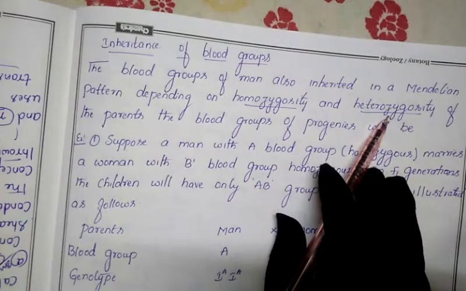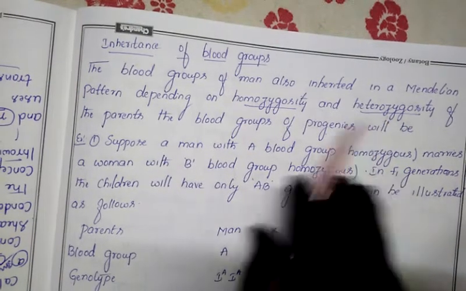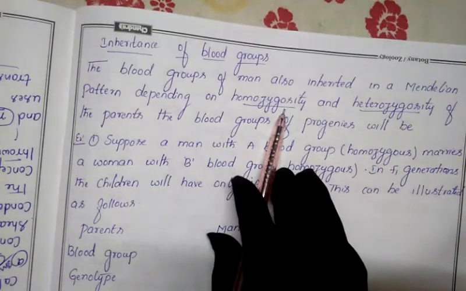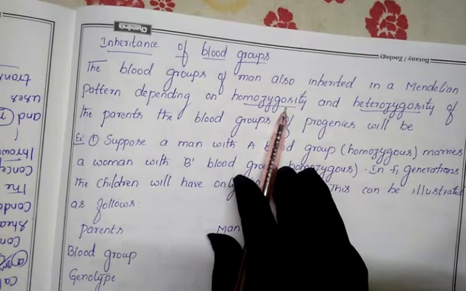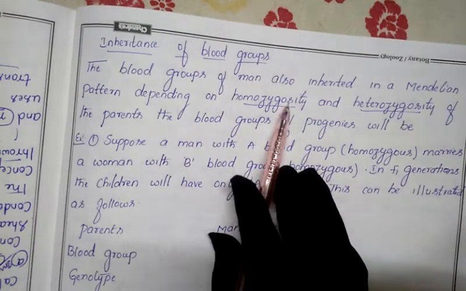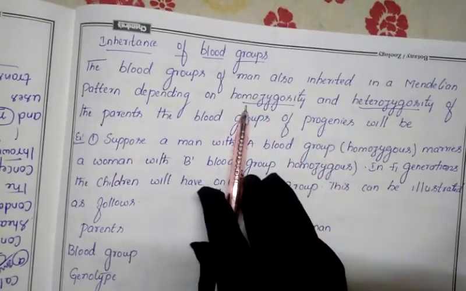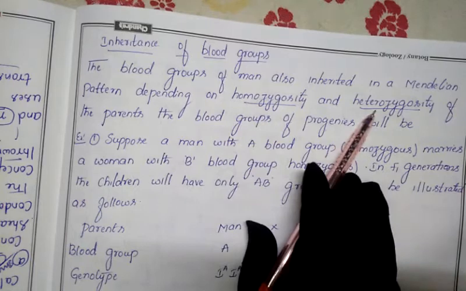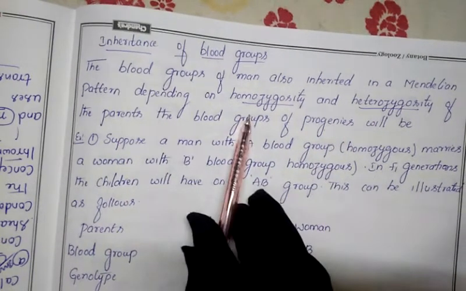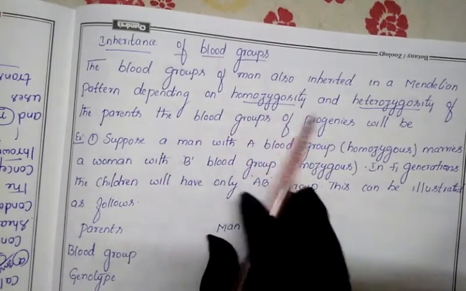Just now we discussed the blood group here. IA is homozygous, IB is homozygous, IO is homozygous. Heterozygous means IA-IO, IB-IO, and IA-IB; these are the heterozygotes. On the basis of the homozygosity and heterozygosity of the parents, the blood group is transferred into the progeny.